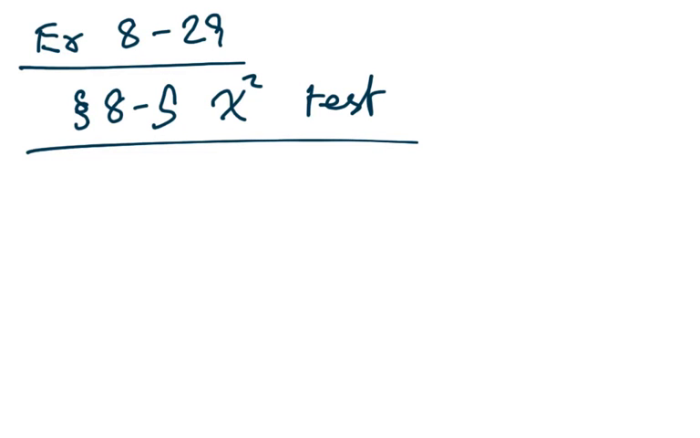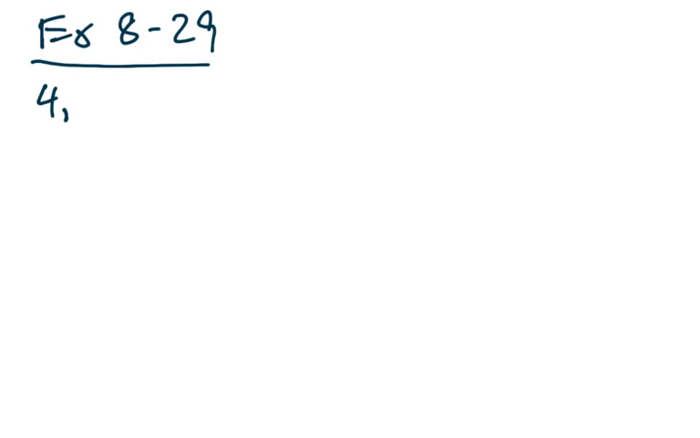All right, one more quick video for Chapter 8, Section 5. We're going to be looking at example 8-29 on page 468. This one is another example of not only just finding the p-value, but here using the p-value method in order to complete our hypothesis test.